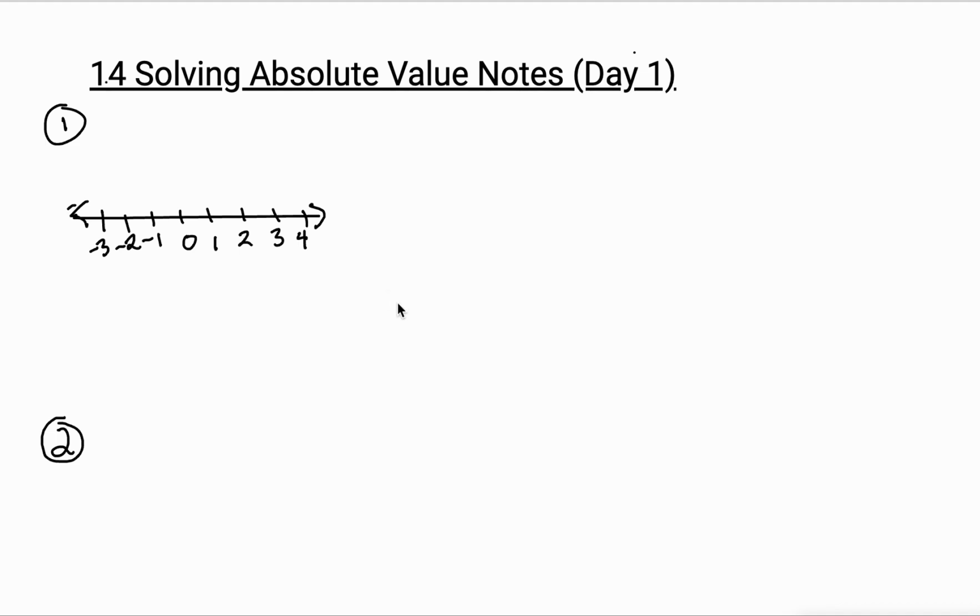1.4 Solving Absolute Value Equations Notes, Day 1. So if we have absolute value, it's a little bit different. Remember, the absolute value of say -4 is positive 4, meaning that all answers are positive. The reason is that it's how far away from 0 is -4, and that is what the absolute value means.